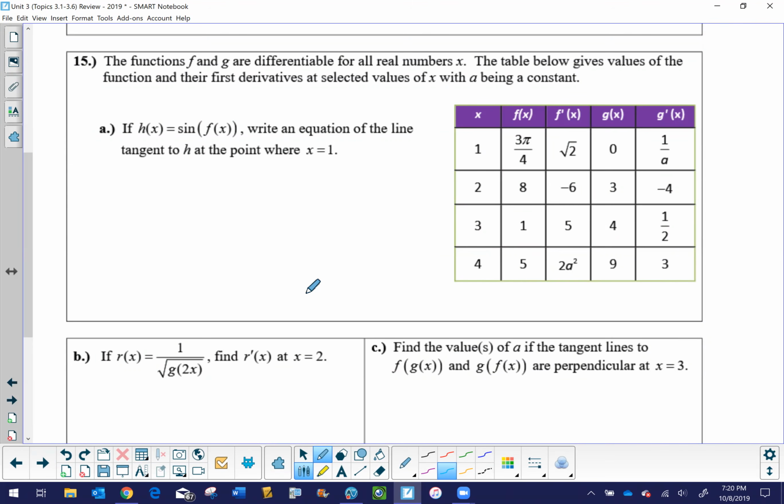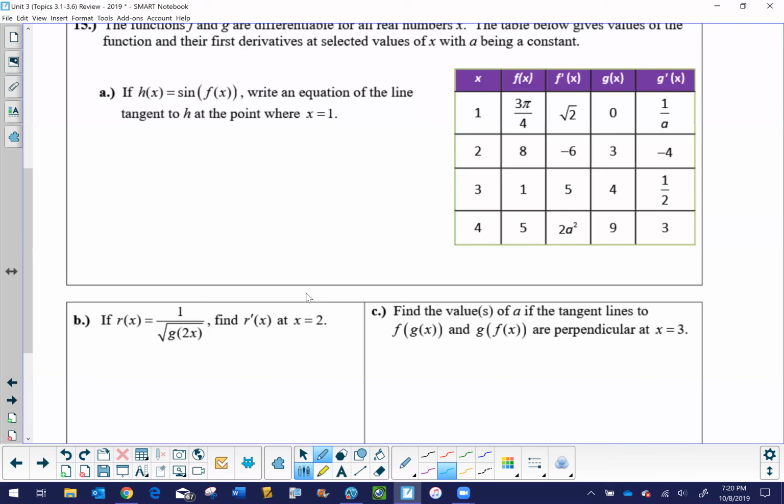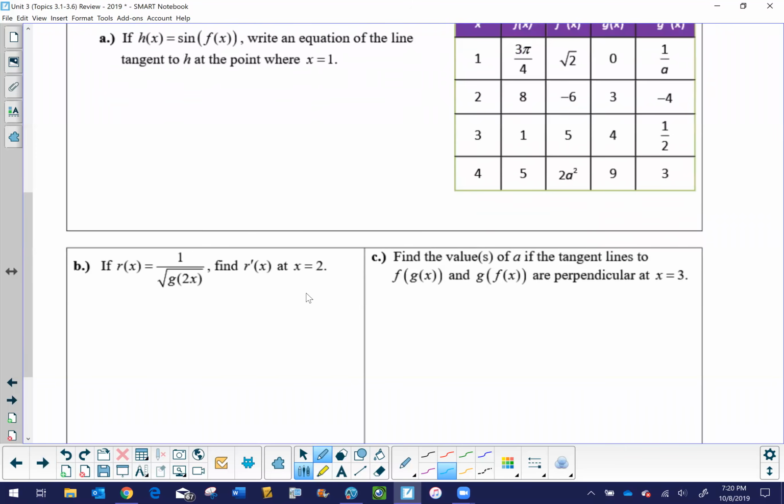How can I do this? I want to make sure that we can see the chart. That's probably good enough right there. And I got a little bit of workspace. So for 15b, the question gives us this r of x function, and we're asked to take its derivative and evaluate it at x equal 2.